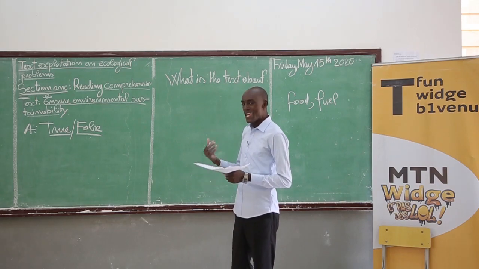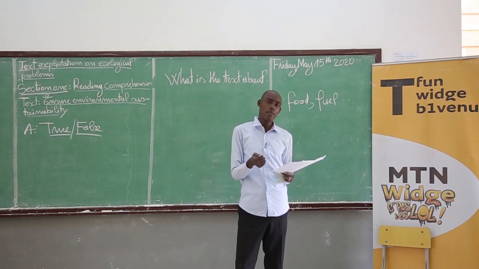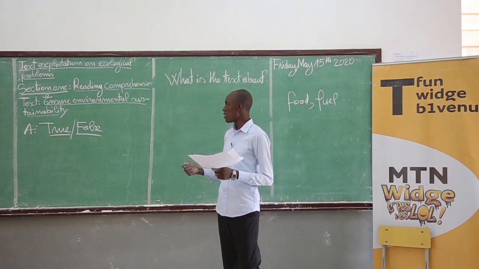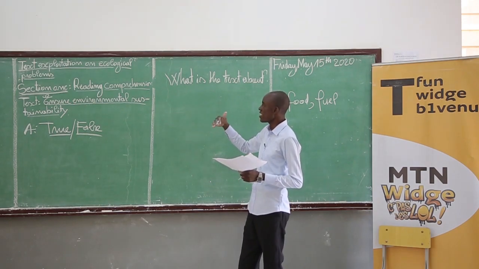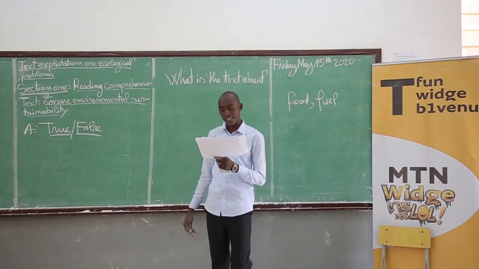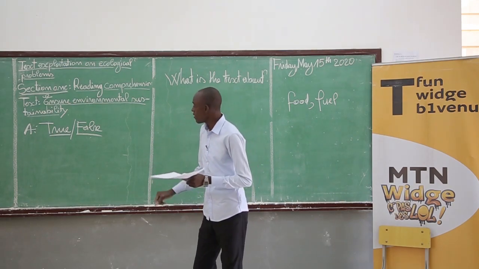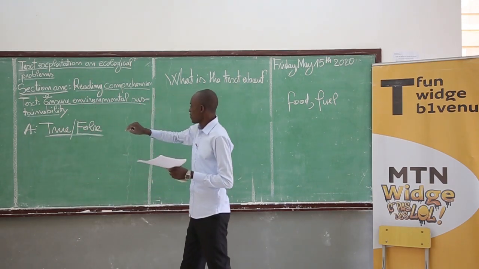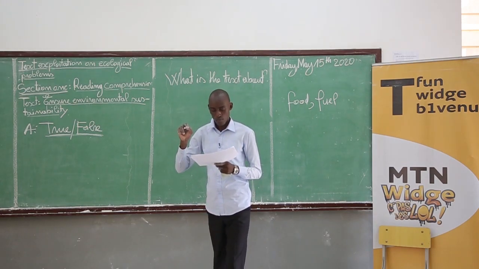This text is about ecological problems. The text deals with ecological problems, or ensuring environmental sustainability, as the title of our text. Now let's start with the true or false section.